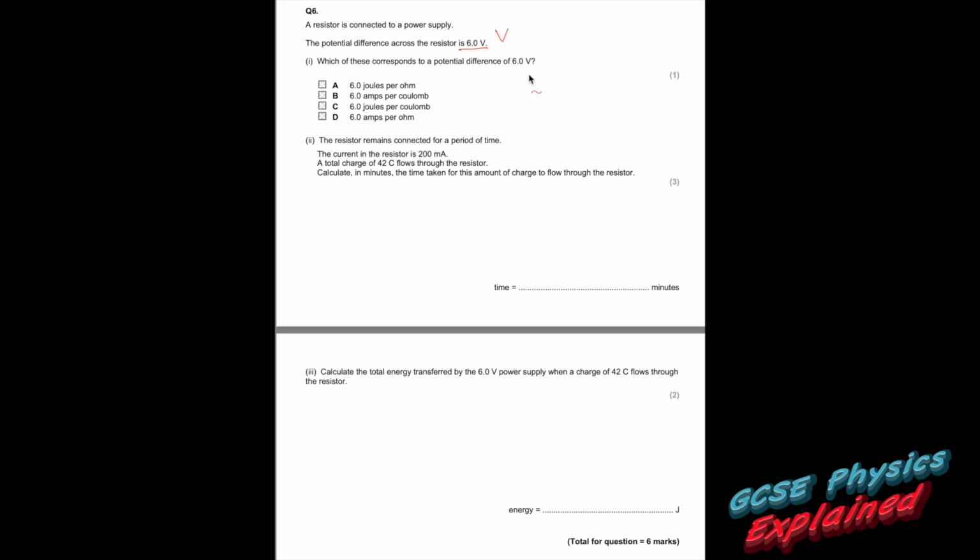Now the way you do this is you write down the equations you know for voltage. So we know that voltage equals current times resistance. So 1 volt would be the same as 1 amp ohm. Is amp ohms here? Joules per ohm, amps per coulomb, joules per coulomb, amps per coulomb.